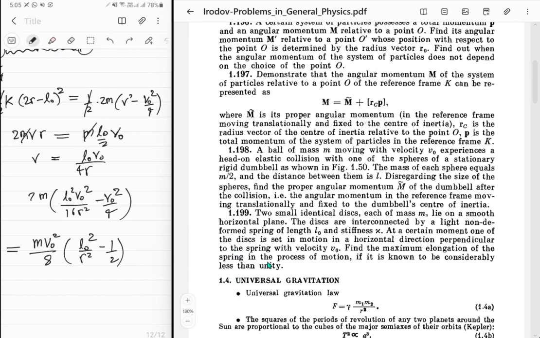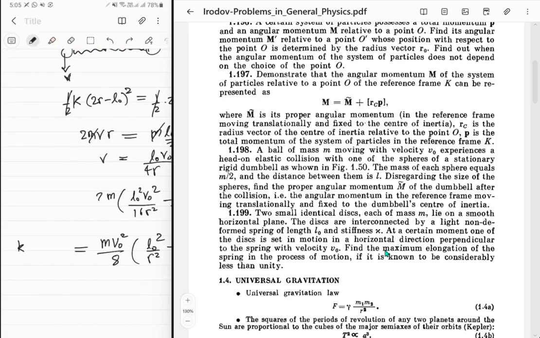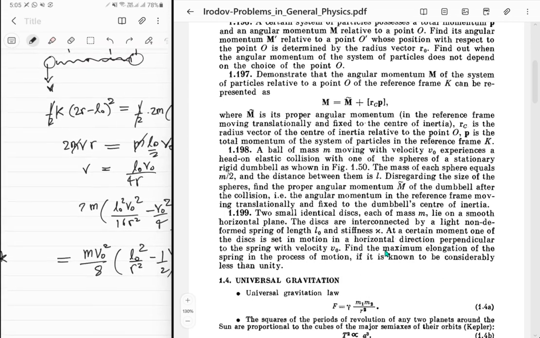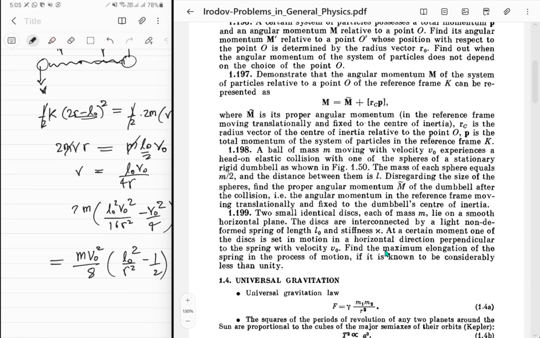But what do you mean by elongation? Elongation is just, is it not r? Sorry, is it not just this thing? Oh yeah, this thing, 2r minus L naught. Is it not that? Is it something different? I don't believe that should be. What is it?